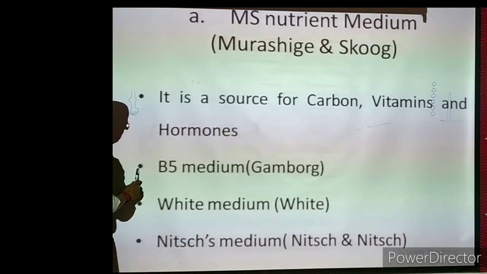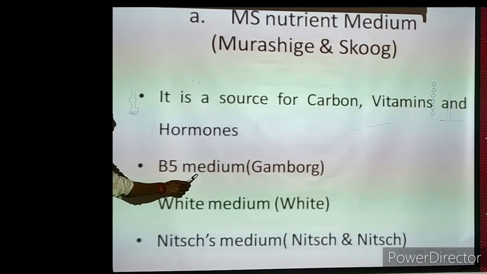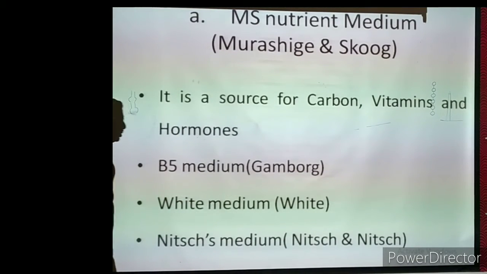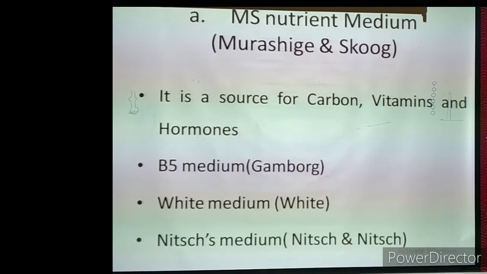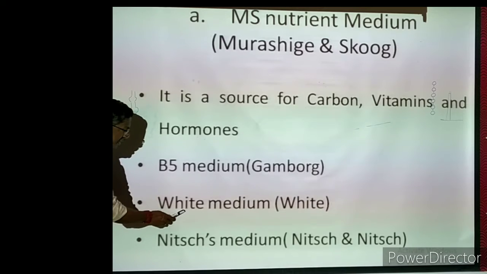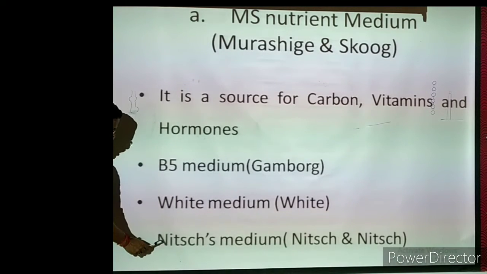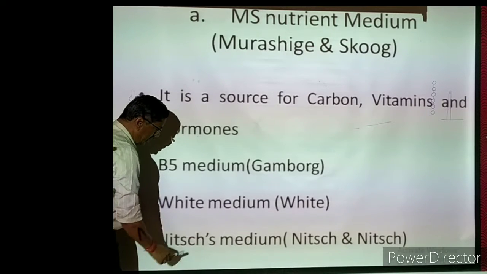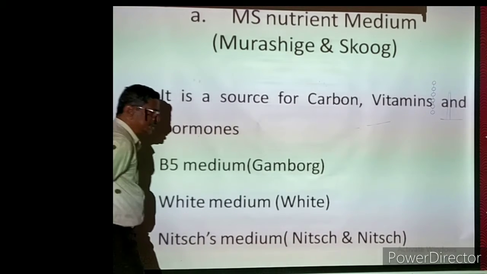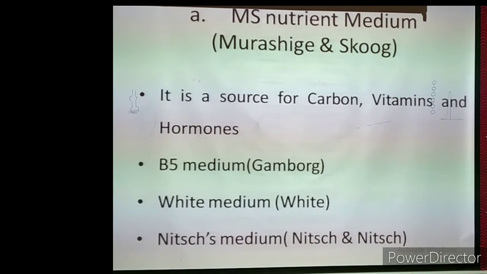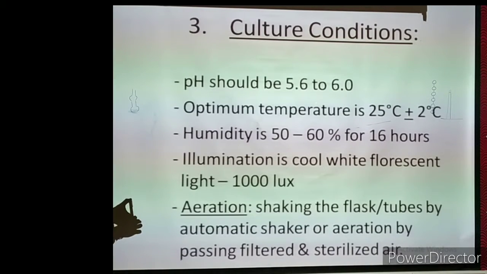The second culture medium is B5 medium. This B5 medium was prepared by Gamborg. B-O-R-G will be there, but we have to pronounce it as Gamborg. The next medium is White medium. It was developed by White. The last one is Nitsch medium. The Nitsch medium was prepared by Nitsch and Nitsch, two scientists with the same name. So Nitsch and Nitsch, so Nitsch medium. All these media support the tissue culture technique.